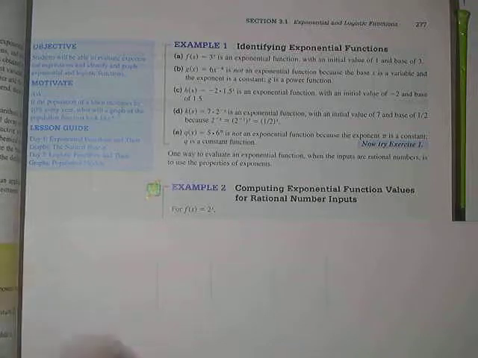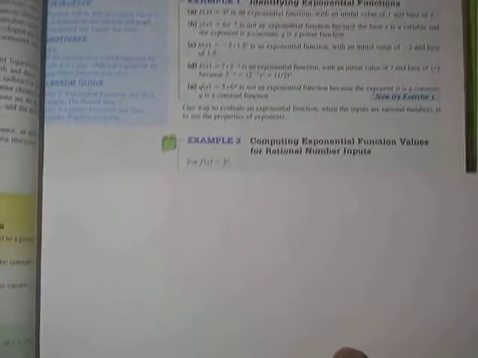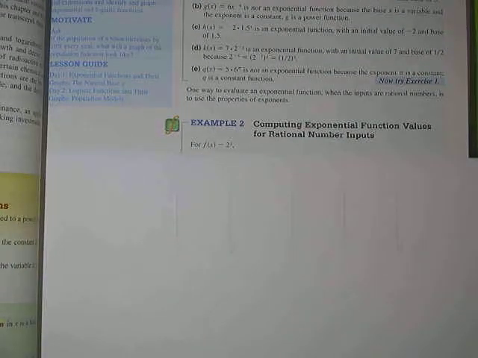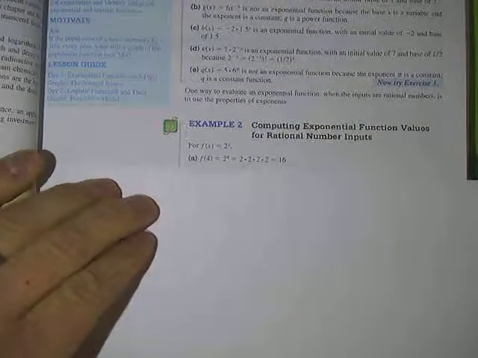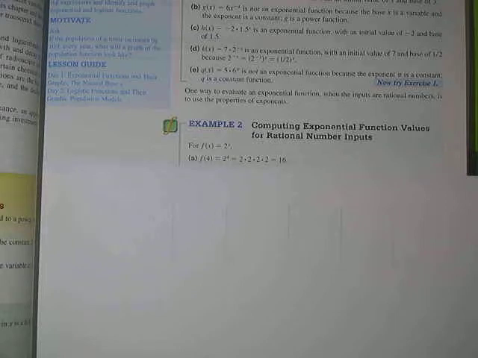All right. The next thing I want to look at is computing exponential function values. Just to make sure we're clear on a couple things here. If we were to take the exponential function 2 to the x, with an a of 1 and a b of 2, and we were asked to evaluate f of 4, that means all we're going to do is just put a 4 into that. 2 to the 4th power, of course, is 16.